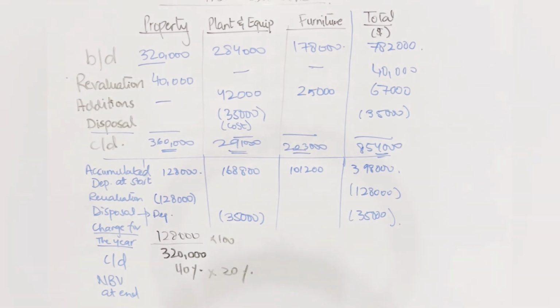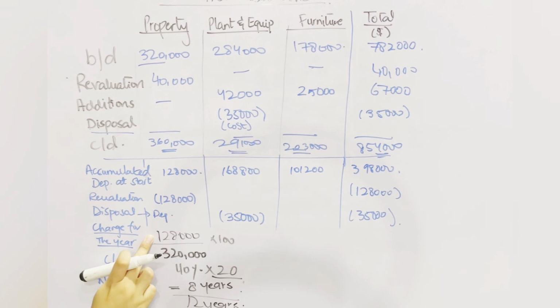In the additional information it has been provided that 20 years, not 20%, sorry, 20 years is the total life of the property. 40% has been used, which is basically 8 years. Is that clear? Now how many are the remaining years? That is 12 years. Clear? For the 8 years of the total 20 years, depreciation has been charged, and the remaining 12 years have been left.